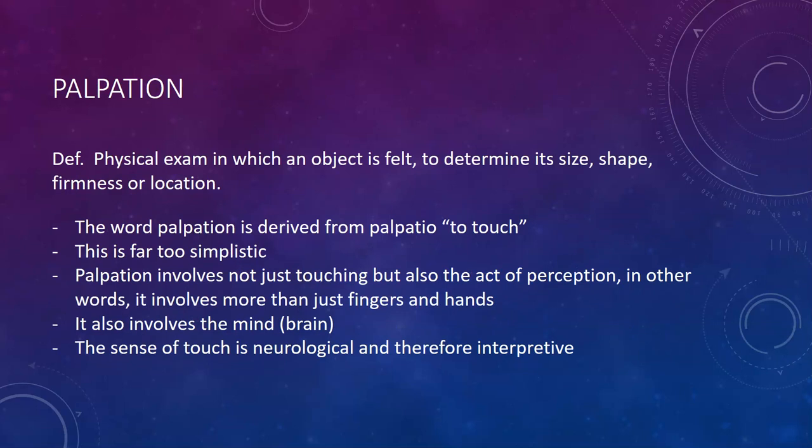Palpation then is the physical exam in which an object is felt to determine its size, shape, firmness, or location. I did talk about this in A&P class, and I'll be coming to it here a little bit as well. In your lab, you start talking about the T's of palpation. When you touch someone, you have to be thinking with your fingertips. The word palpatio means to touch, but it's more than just touch. When we palpate someone, it is about perception.